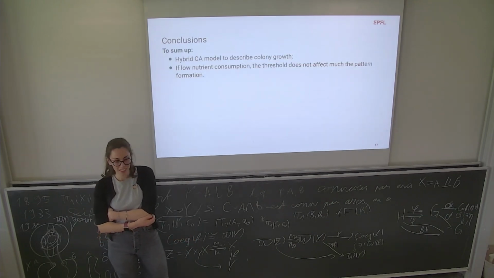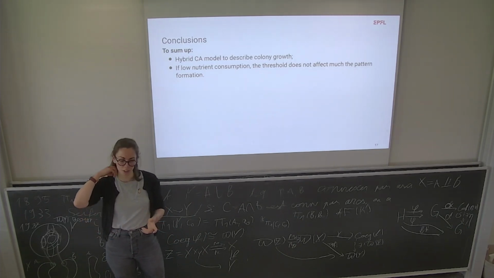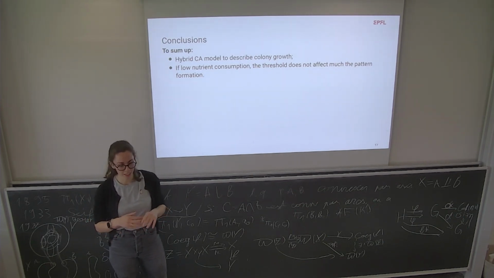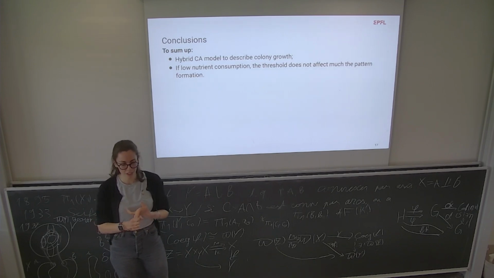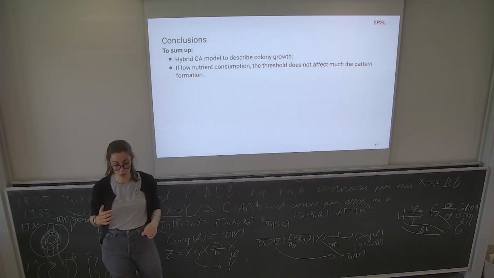To sum up what I did, I implemented this hybrid cellular automaton model coupled with a reaction diffusion equation to describe the growth of a colony. And I saw how the colony shape changes if I change the consumption of the nutrient and the thresholding for becoming inactive. The case in which there is a low nutrient consumption is very robust against changing this thresholding.